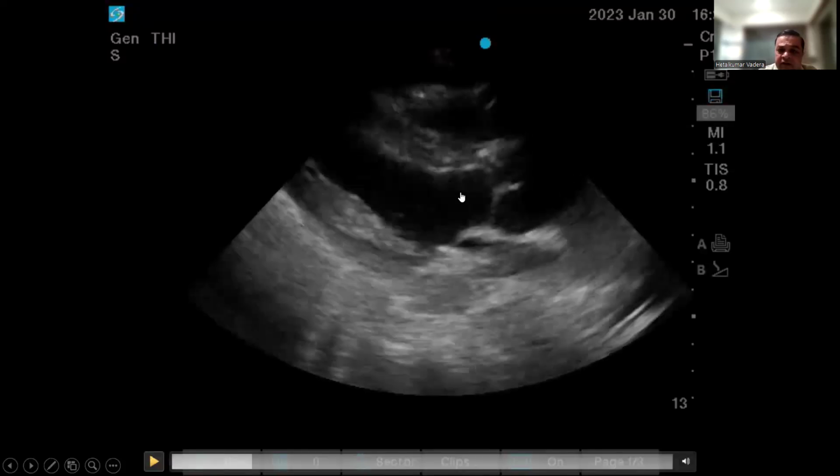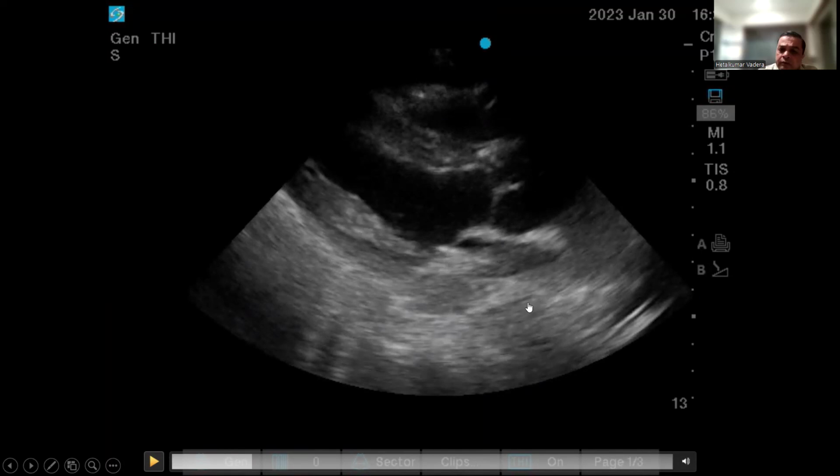Here, this is the left ventricle, this is the left atrium, mitral valve, this is the right ventricle. If there is any collection here, this is a patient with a little bit of left ventricular hypertrophy, and somewhere here will be the aorta. So if any fluid collection is here, that is pericardial effusion.